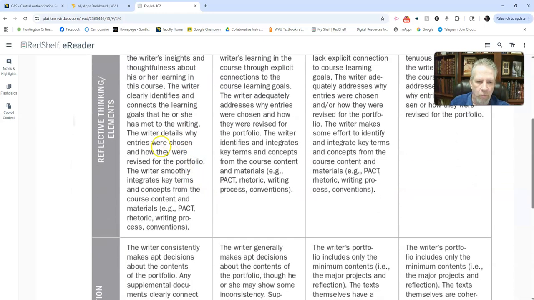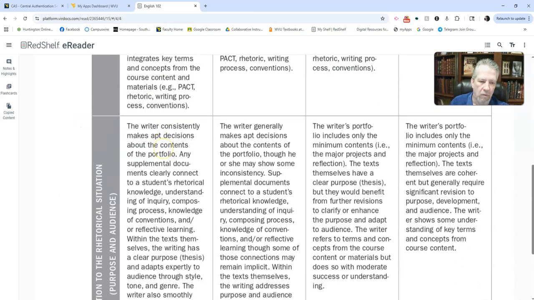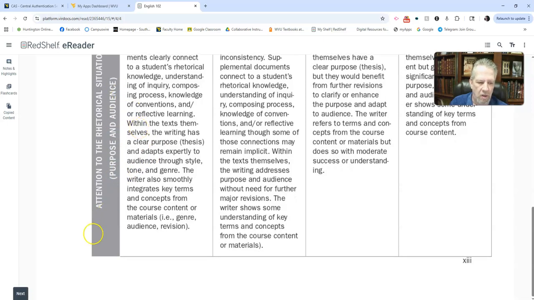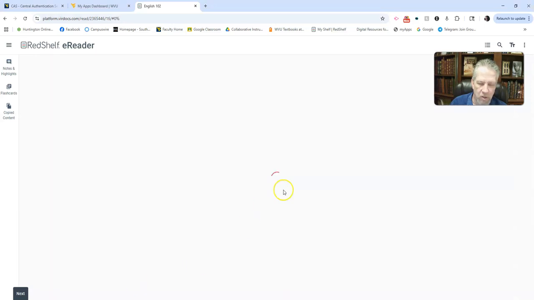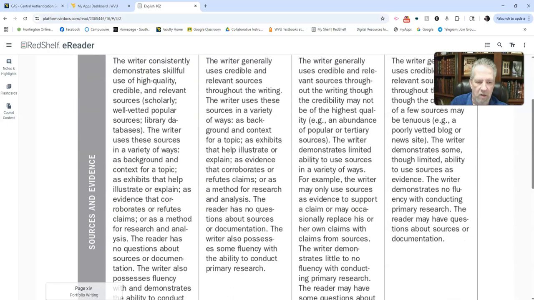So this breaks down to different things. It breaks down to your elements of reflective thinking. It breaks down into your attention to rhetorical situation. And then the next page shows a couple more things that it's broken down into. So this is a pretty extensive breakdown of that grade.